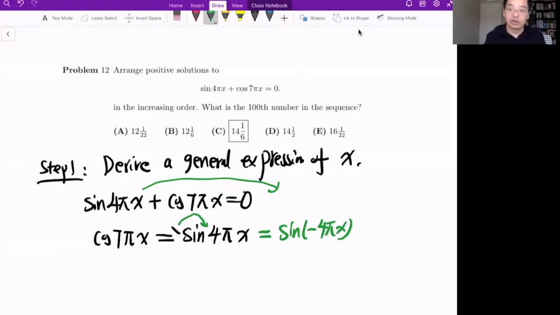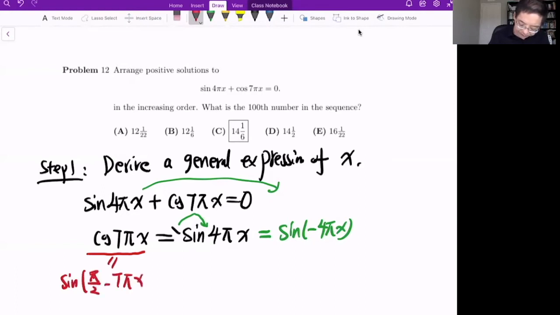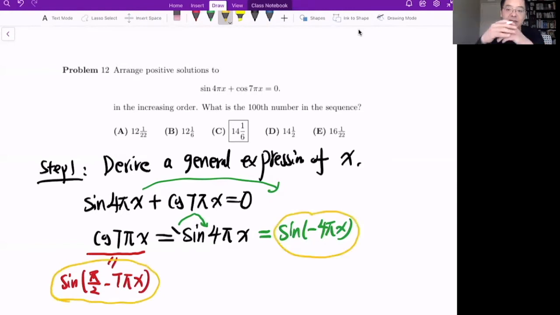Now I'm going to switch cosine to sine. The way we switch cosine to sine, we use pi over 2, because I know sine a equals cosine pi over 2 minus a, right? So cosine 7 pi x equals sine pi over 2 minus 7 pi x. Okay, so here I get an equality that involves two sine functions, right? Sine pi over 2 minus 7 pi x equals sine negative 4 pi x.